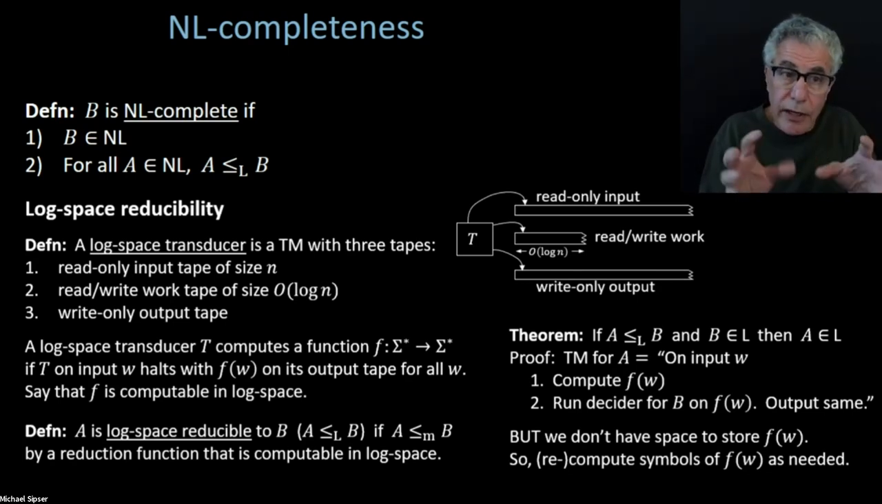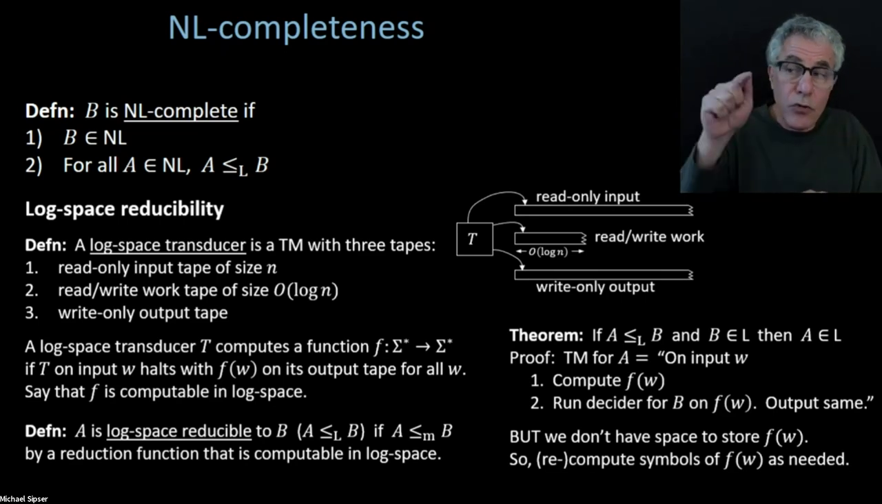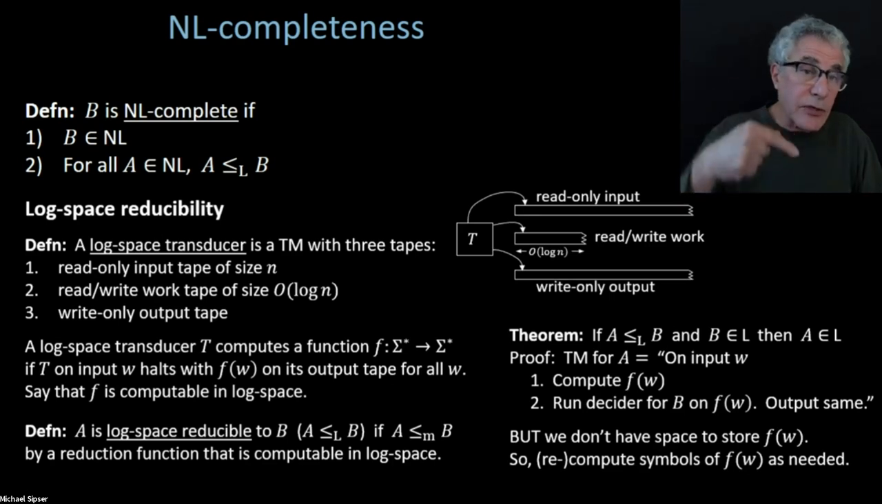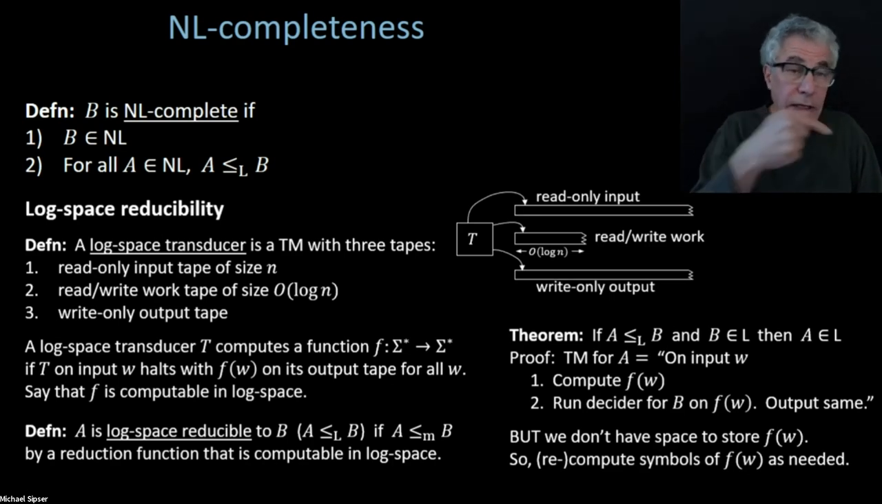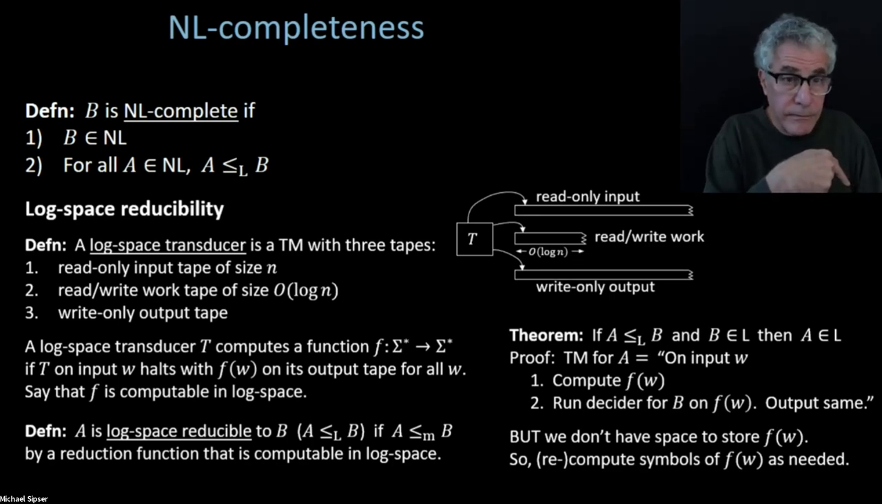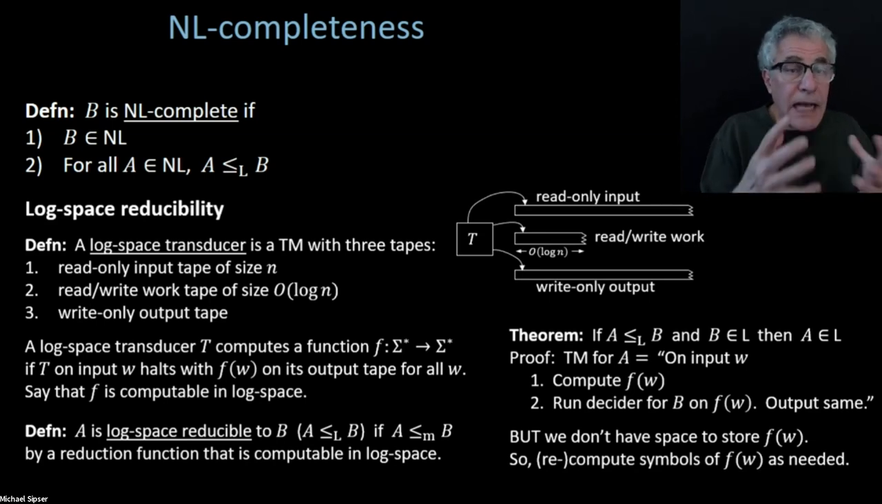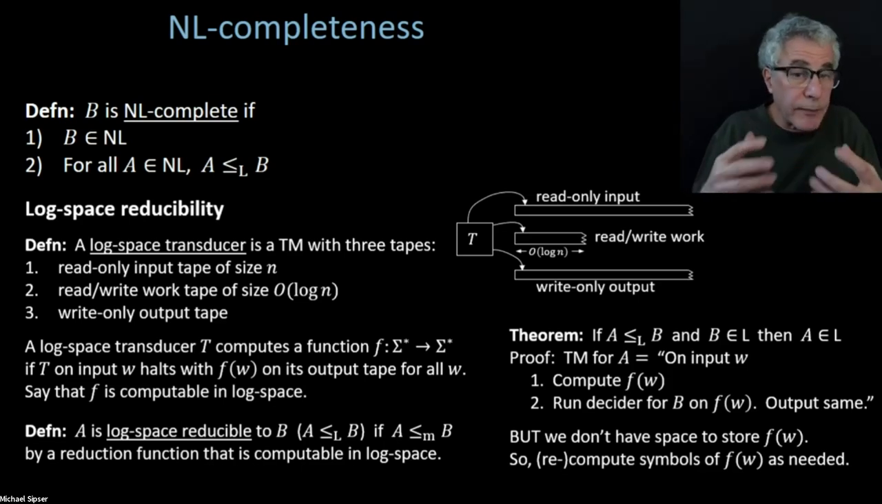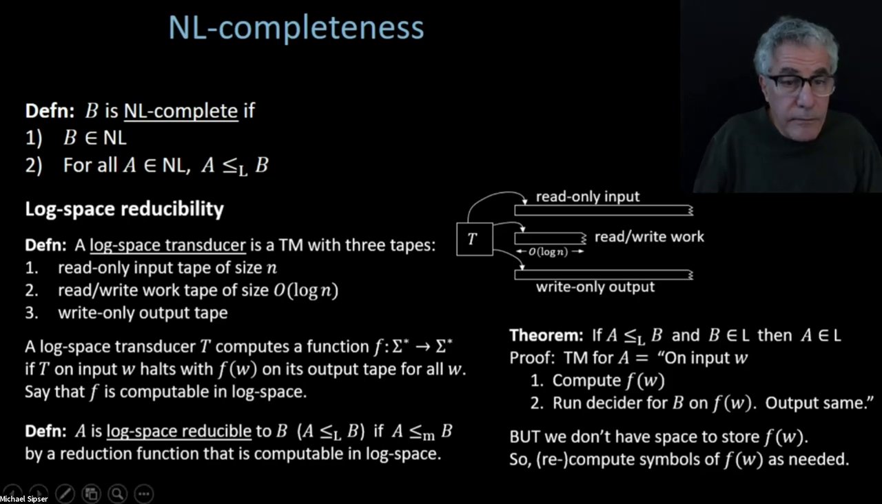To think about what's going on here, we're making a log space machine whose input is w, and it has to compute f of w as an intermediate value to feed into the B decider. It is not going to be possible to hold on to that whole f of w altogether, because it's too big. But that doesn't mean we don't need it. We only need it one symbol at a time, which we can recompute. Okay, so let's see.